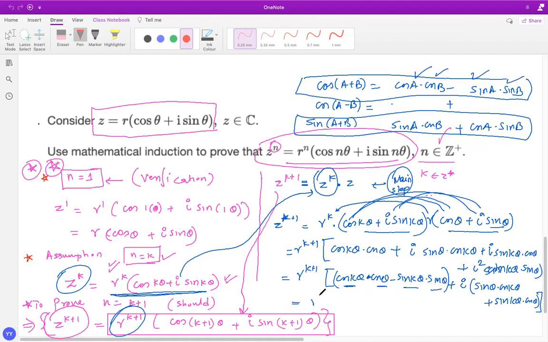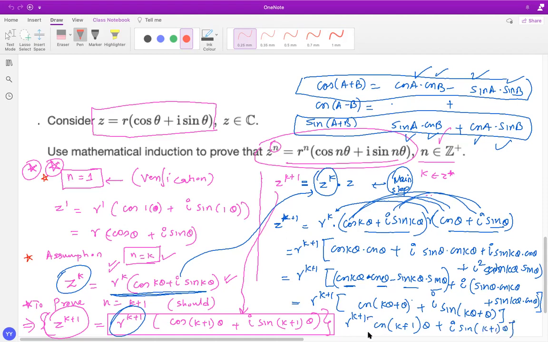So I can write this as r to the power k plus 1 as it is. This is actually cos of k theta plus theta, and plus i times sine A cos B plus cos A sine B. So this can be written as i times sine of k theta plus theta. So if you simply look at what we got, it is r to the power k plus 1 times cos k plus 1 theta plus i sine k plus 1 theta. So this is what I wanted to prove.